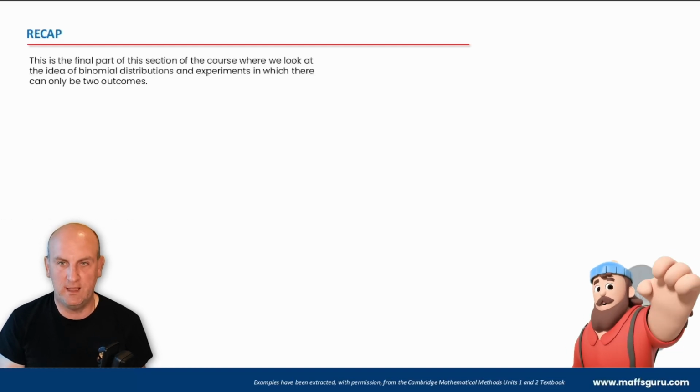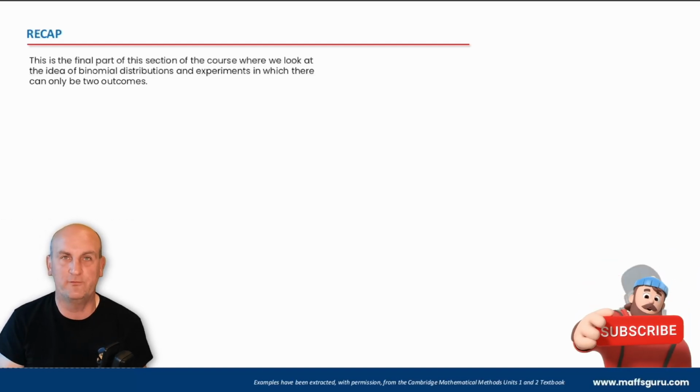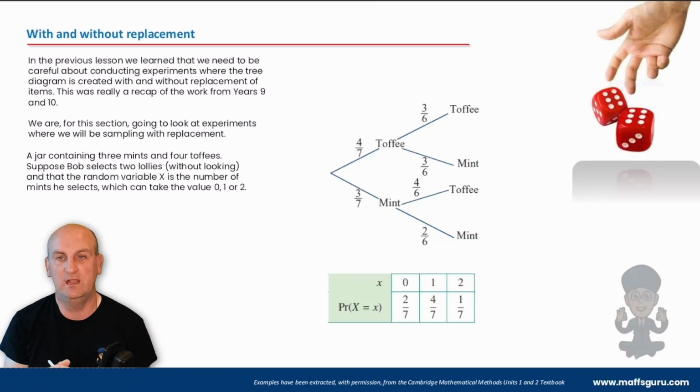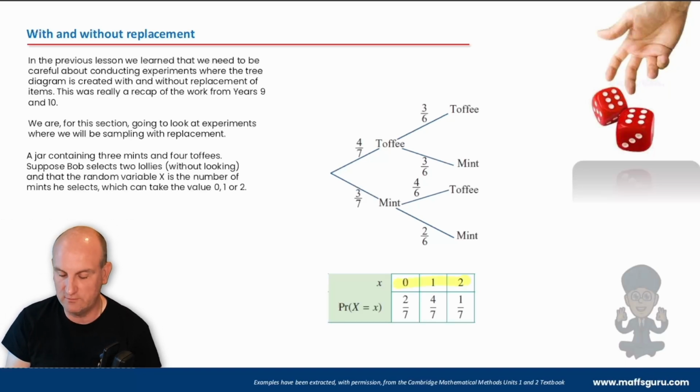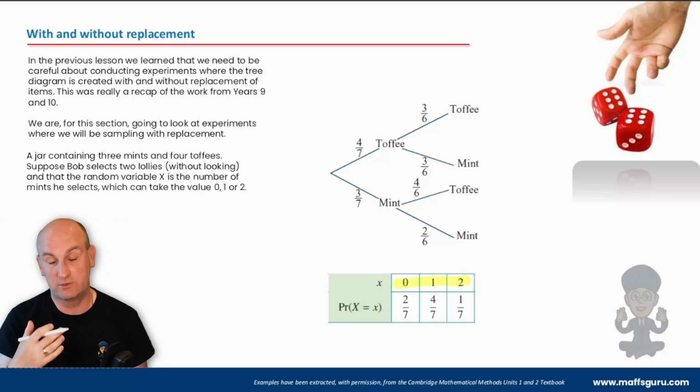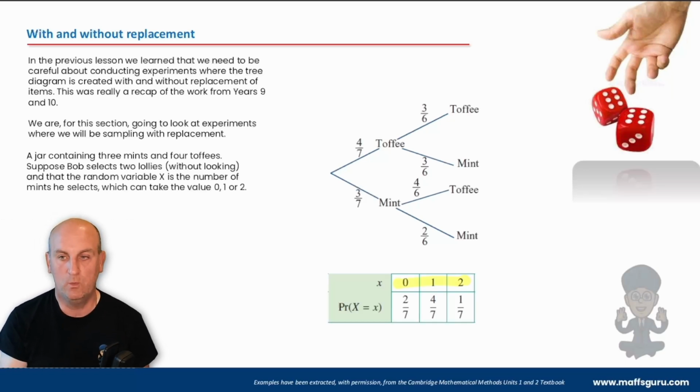Now, as I say, it's the final part. We're going to put together all of the stuff we have done previously. In the previous video, we looked at the idea of with and without replacement and finding various probabilities. This was the example we used: a jar with toffees and mints in it. What would be the number of ways, if I'm choosing two, of getting a mint? Our discrete random variable contains the values 0, 1, or 2. So no mints, 1 mint, or they could both be mints. And we worked out in the previous video how to do that.